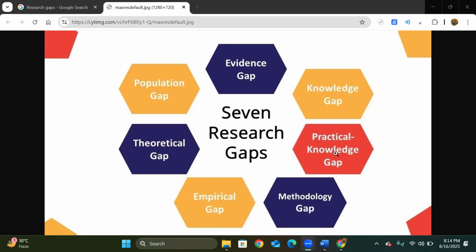Then we have the practical knowledge research gap, where theoretical material is available, but I am assessing what practical steps are being taken in my country. Then the knowledge gap. Then we have the theoretical gap. Maybe there is some evidence that is lacking. Then we have the evidence gap, and then the empirical gaps. Okay, so it's not true that if a topic has already been done in any part of the world, you cannot do research on it. There are so many gaps that you can address.